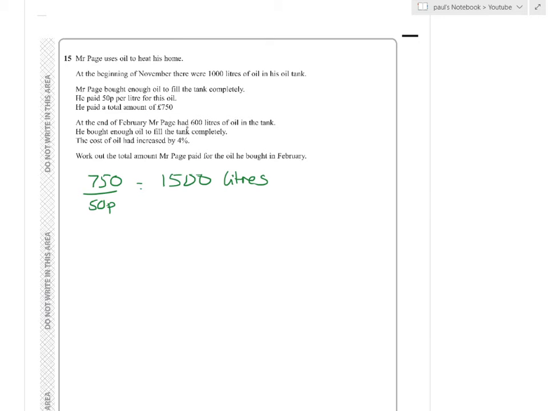Now, at the end of February, he had 600 litres in his tank. He bought enough to fill the tank completely, cost at 4% extra. Work out the total amount Mr. Page paid for the oil he bought in February. So in the tank, there was a total of 2,500. Yeah, got the 1,500 and the 1,000. And then he only had 600 litres. So if you take away the 600 from that, equals 1,900 litres he had to buy.